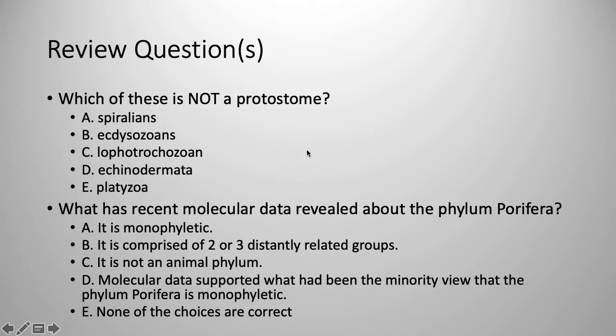Review questions. Which of these is not a protostome? D, Echinodermata. Okay, so that's obviously an echinoderm. What has recent molecular data revealed about the phylum Porifera? Something that's consistent. Is it B? Nope. A? It's A. They're monophyletic. Sponges are monophyletic.